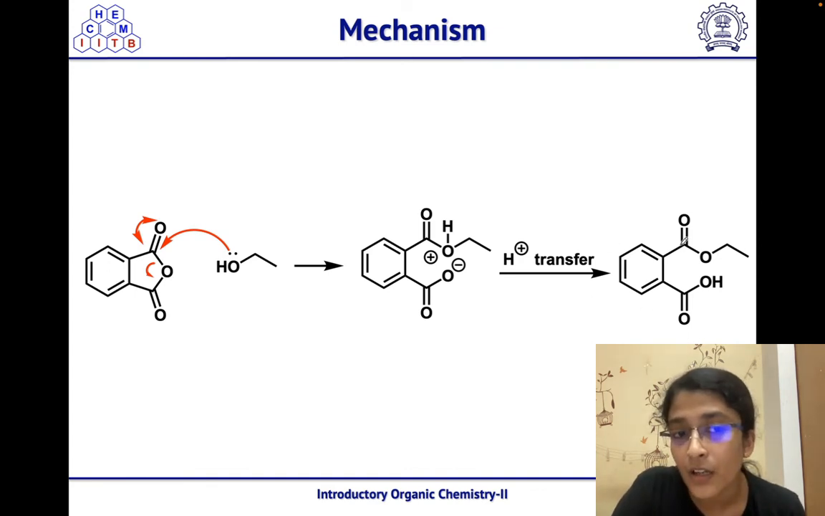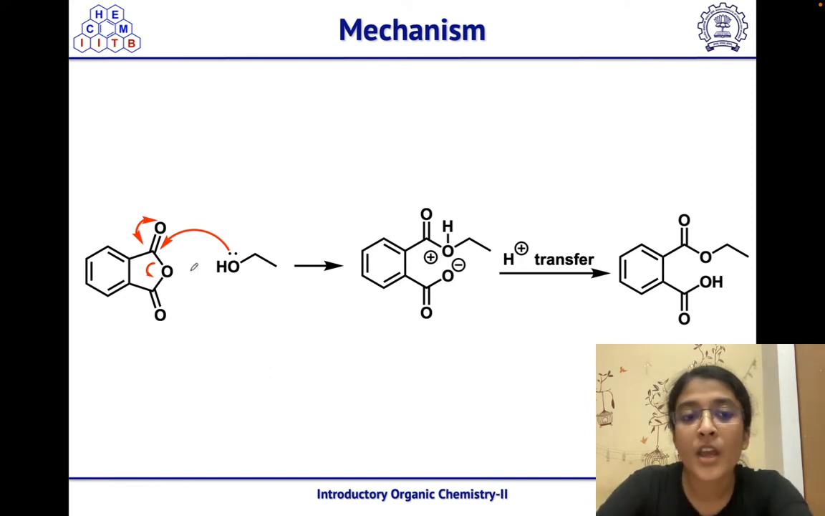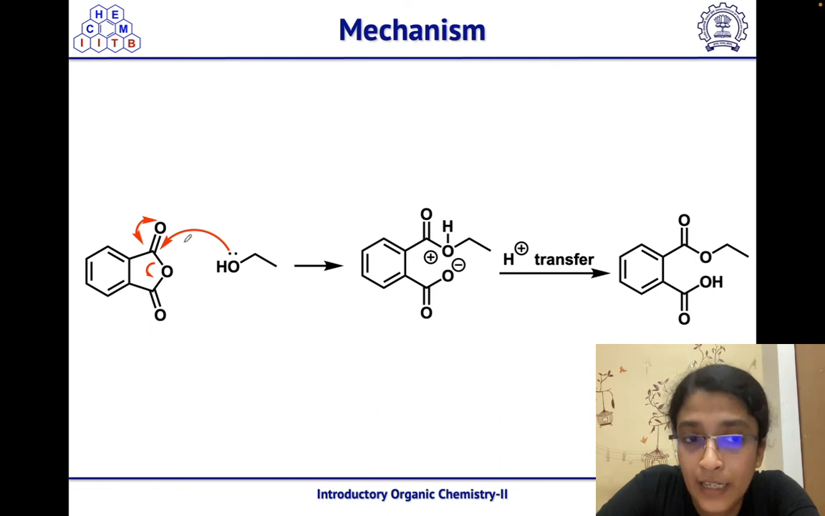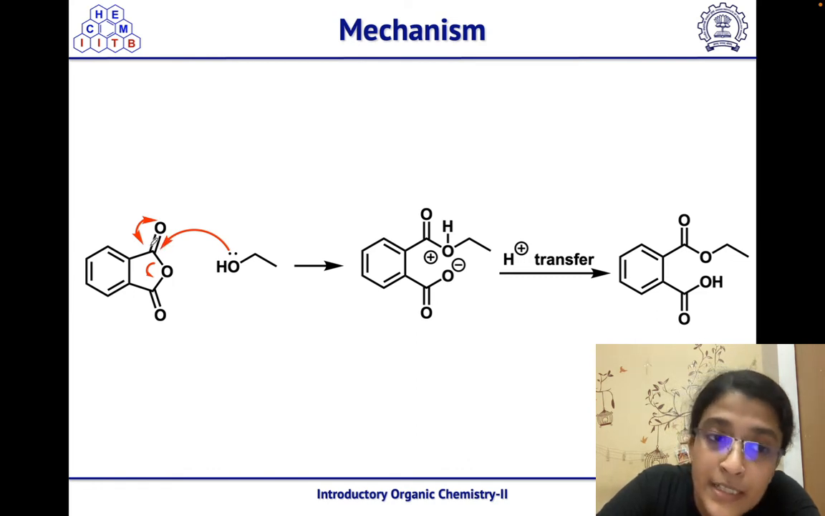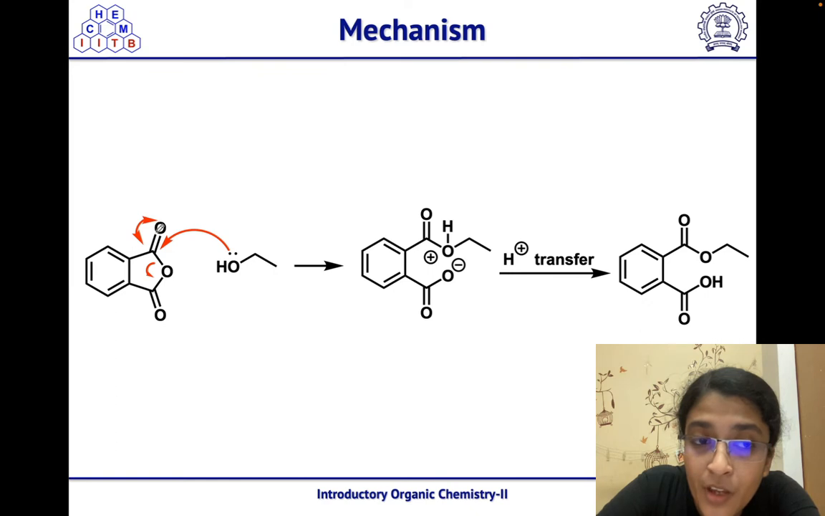Is this clear? How the mechanism is taking place? Once again, repeat, ma'am. So here this is the anhydride and this is the alcohol. So the lone pair of oxygen on this alcohol will attack on this electropositive carbonyl carbon of this anhydride. Then this carbon oxygen double bond will break, leading to formation of O minus, and that O minus once it falls back, this carbon oxygen bond will break and it will lead to formation of this intermediate. Is this clear till this intermediate?